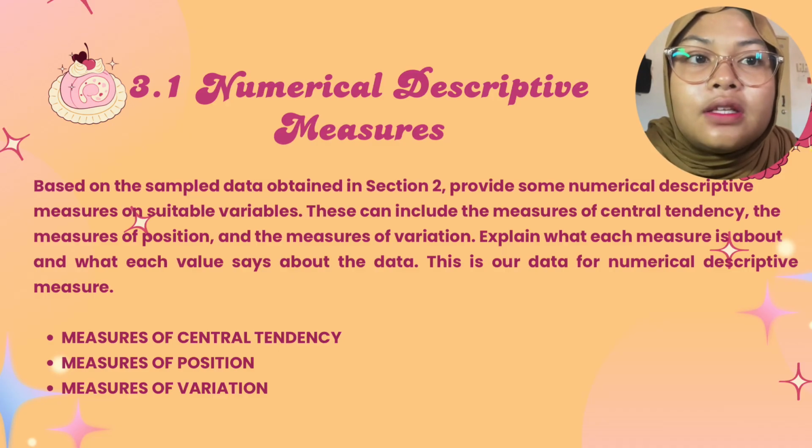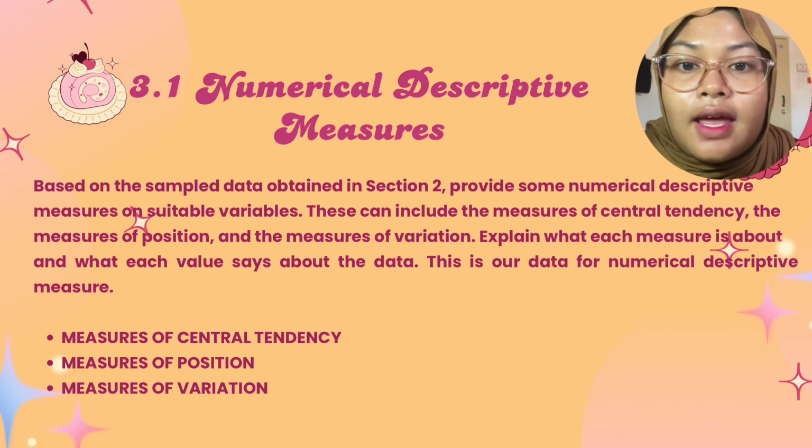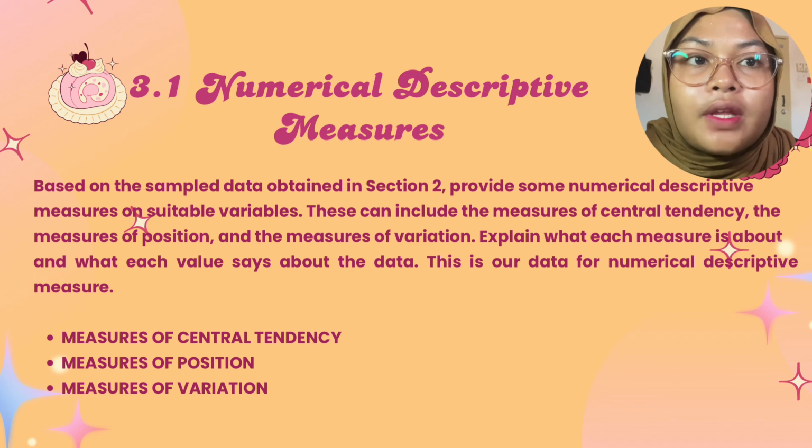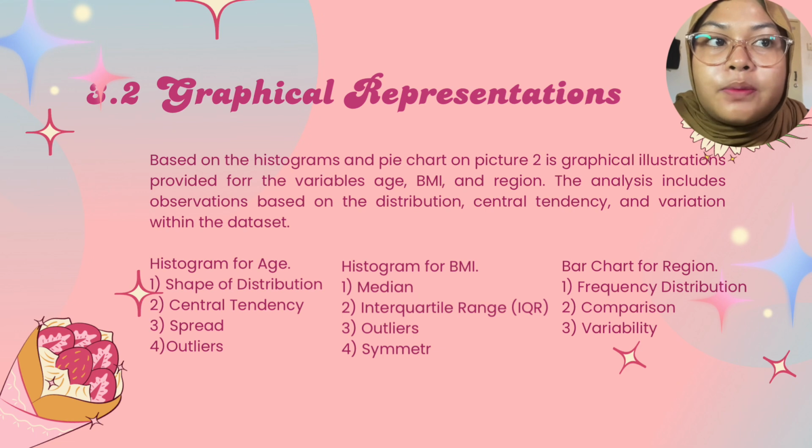3.1 Numerical descriptive measure. Based on the sample data obtained in section 2, provide some numerical descriptive measures on suitable variables. This can include the measure of central tendency, the measure of position, and the measure of variation. Explain what each measure is about and what each value says about the data. This is our data for numerical descriptive measure. First is measure of central tendency, second is measure of position, and third is measure of variation. This is the process.